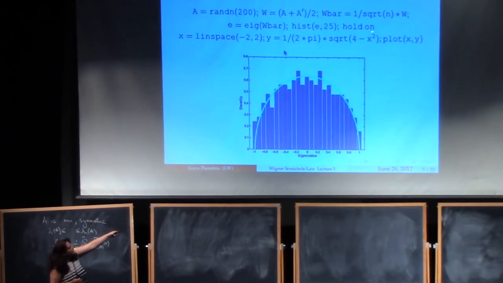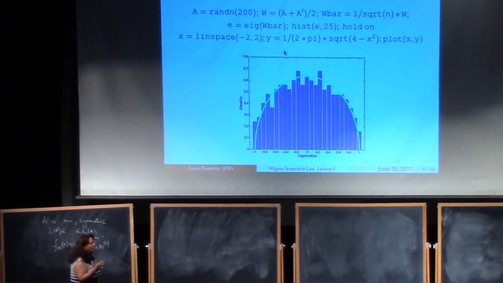Then I scale it. As I promised, W bar is what I'm interested in, so I divide by 1 over square root of n. I take its eigenvalues. I do the histogram of the eigenvalues. And then I say, hold on. And then I plot something else, which is actually going to give me a density. It's the semicircular density. So it's from minus 2 to 2. And it should be a semicircle.